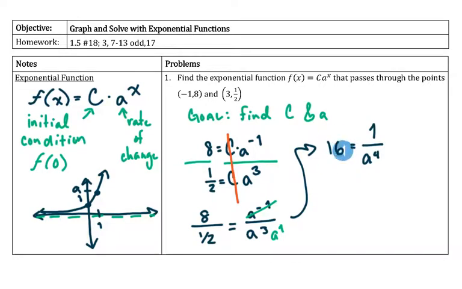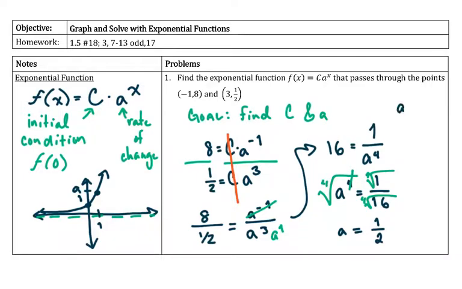Going to multiply this up, divide the 16 down. We end up with a to the 4th is equal to 1 over 16, which means that a is equal to 1/2. Because when you take the 4th root, that cancels out. The 4th root of 1 is 1, and then of 16 is 2, so 1/2. So we've now found a.